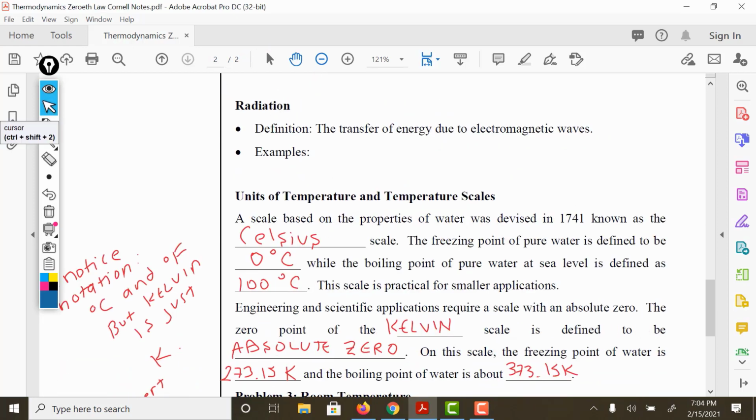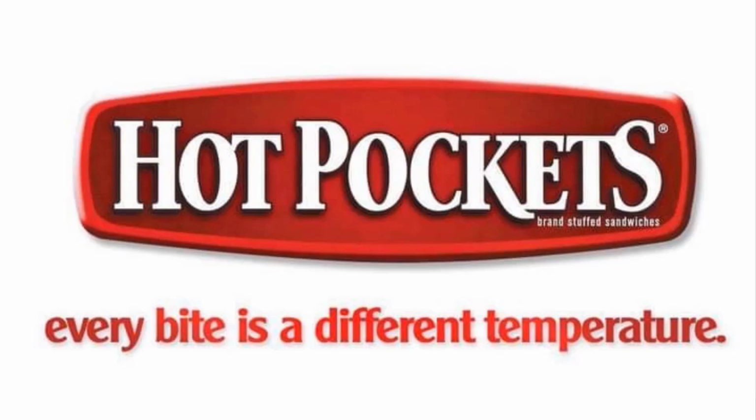Radiation is due to electromagnetic waves. So if you ever made a solar oven, like a pizza box with aluminum foil and stuff like that, that is an example of radiation. Of course, if you go ahead and do beef jerky and you leave it out, the sun cooks it, that's also radiation because of electromagnetic waves. But the classic example, of course, is the microwave, right? So if I microwave a Hot Pocket or whatever you put in the microwave.